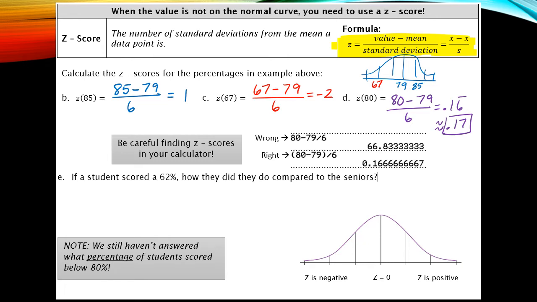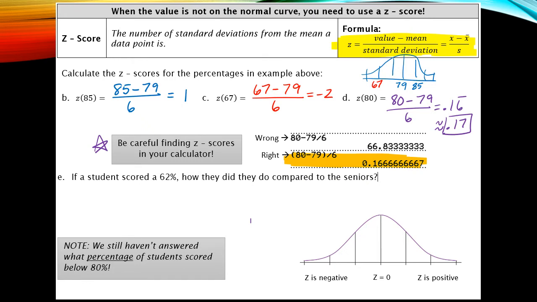I have a little note down here where I'm putting this purple star. You have to be really careful when you try to find z-scores in your calculator. What we just did is we found the z-score for 80. This right down here that I'm going to highlight in orange is the correct way to type it into your calculator. So you have to tell the calculator that the 80 minus 79 goes together in the numerator and then divide it by 6.